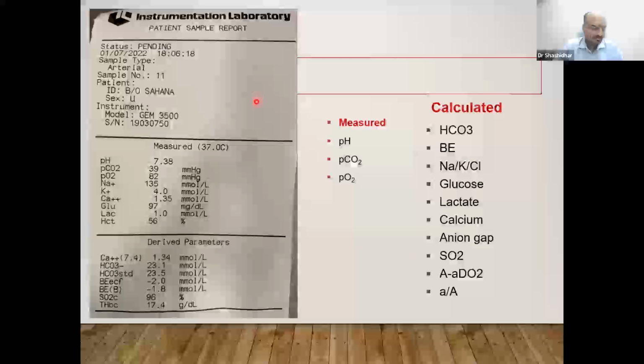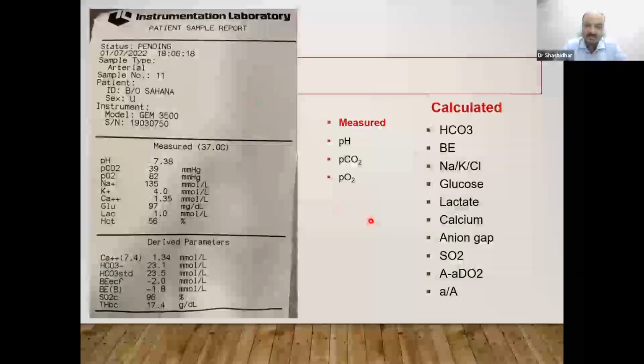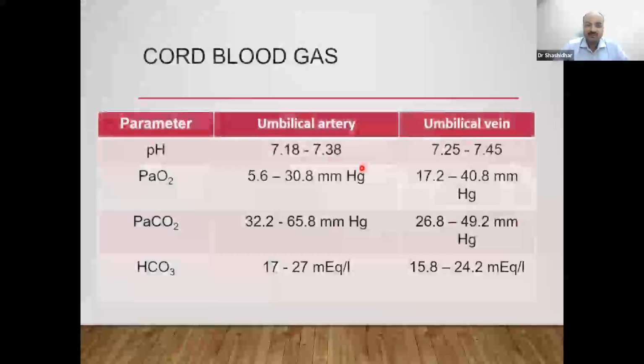Right, so this is one of the ABGs that usually you would see. Most of your machines will give you a sample report like this. And these are all calculated parameters. Even lactate, I'm sorry, is a calculated parameter.